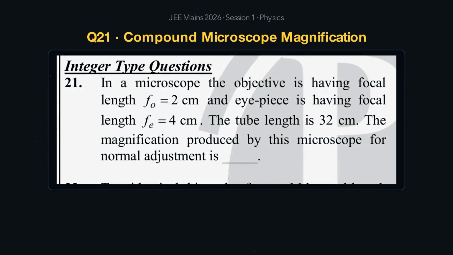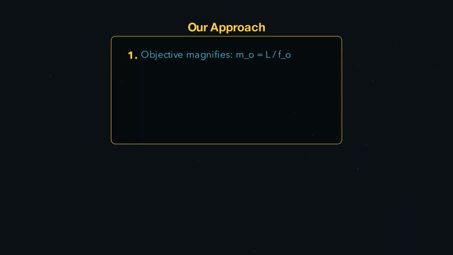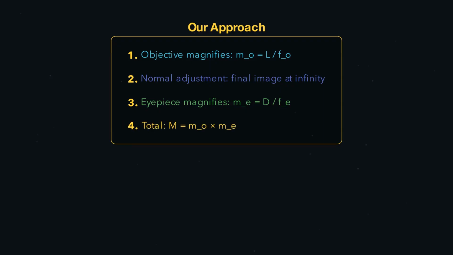Can two simple lenses together magnify something 100 times? That's exactly what a compound microscope does. Here's our approach. First, we'll understand the two-stage magnification setup. The objective lens does the heavy lifting, and the eyepiece acts as a magnifier. Then we'll apply the normal adjustment condition, which tells us the eye is relaxed. Finally, we'll plug into the formula and read off the answer.